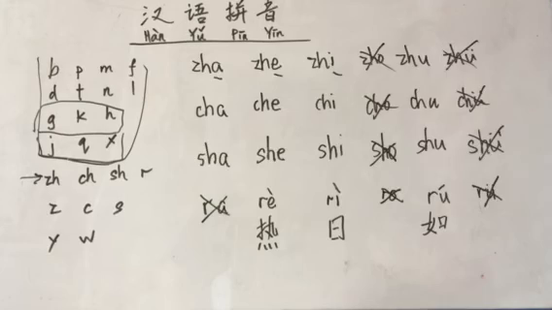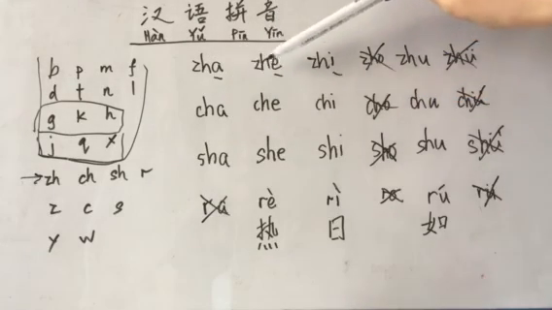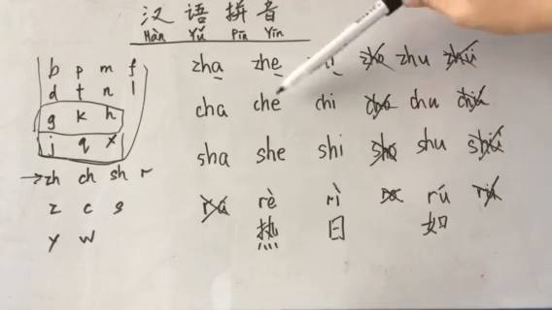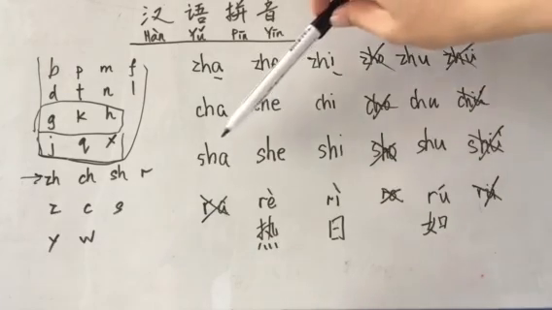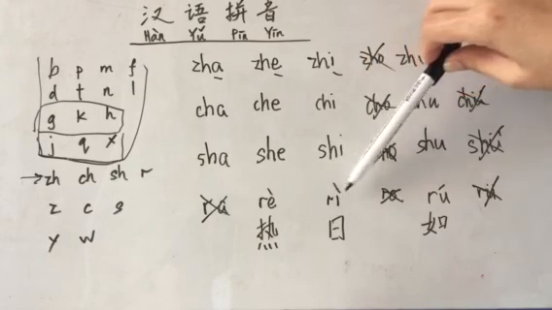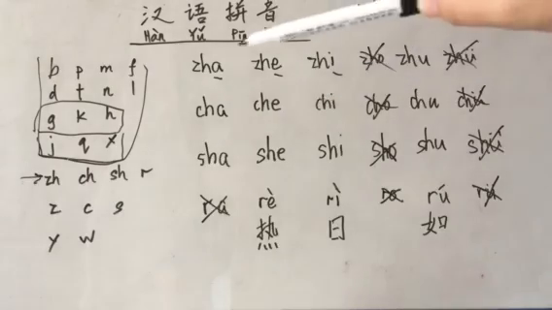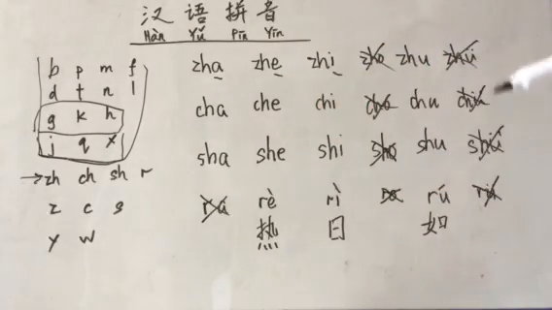Okay, that's all for these 4 initials. 炸这蜘蛛，叉车吃出，沙奢湿舒热，热日如。Okay, now you should keep practicing to practice your sound.